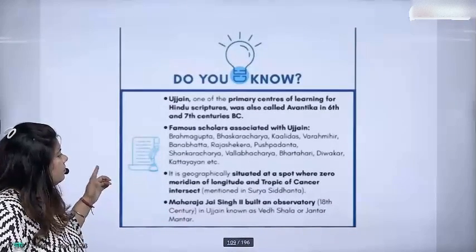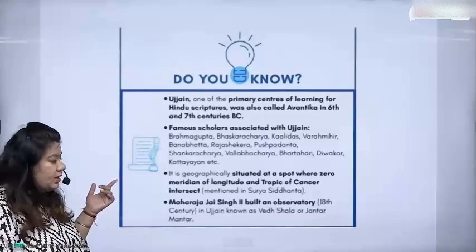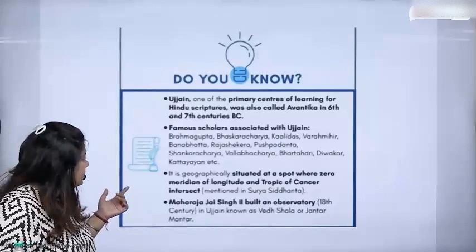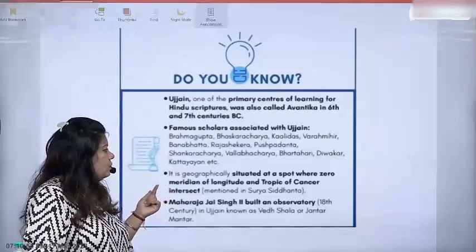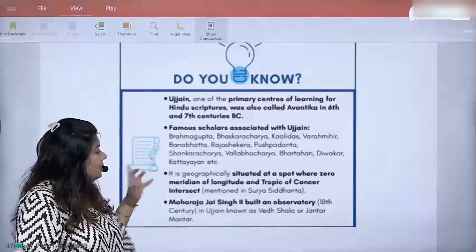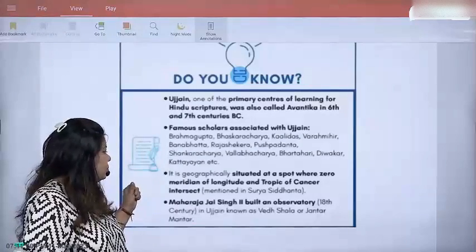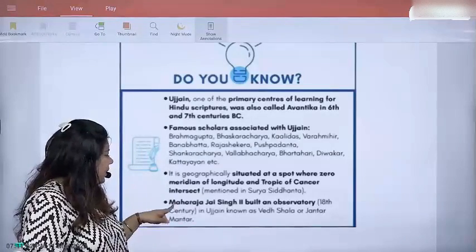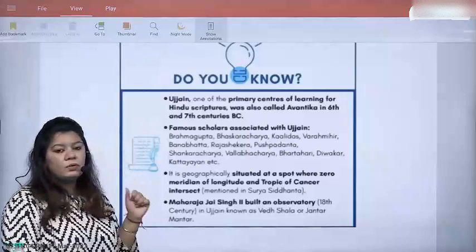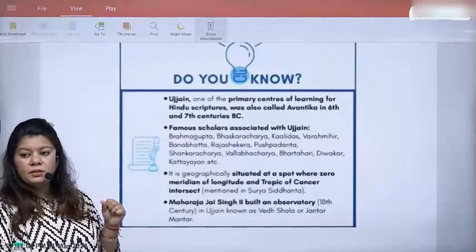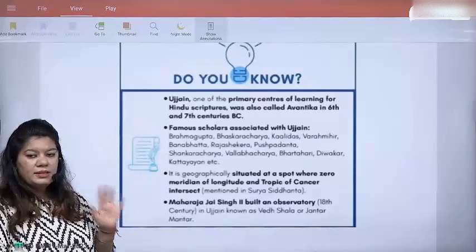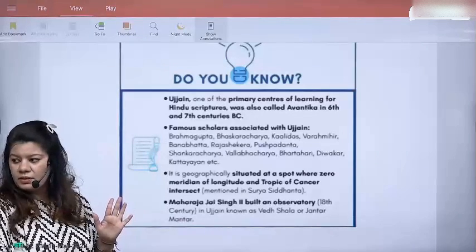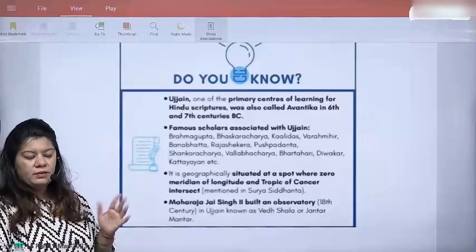Ujjain is also called Avantika in ancient texts. Famous scholars associated with Ujjain: Brahmagupta, Kalidas, you should know, Shankaracharya, you should know, right? Maharaja Jai Singh also established an observatory over there. He established five observatories. One was in Ujjain, the rest were where?